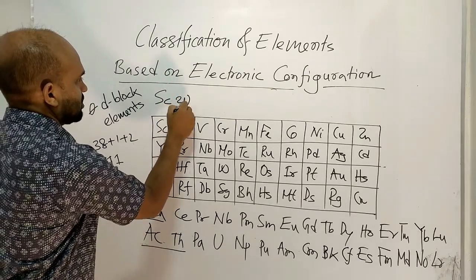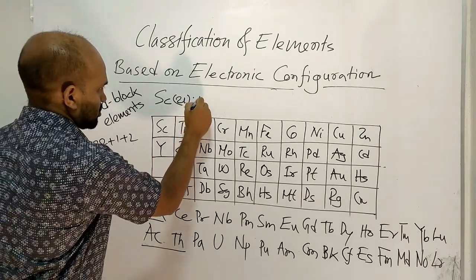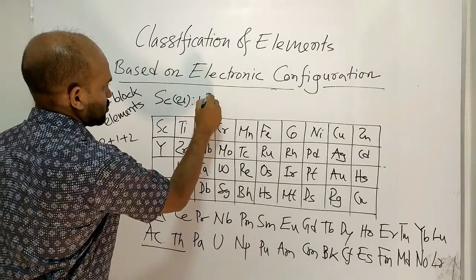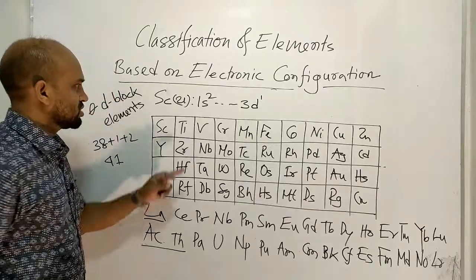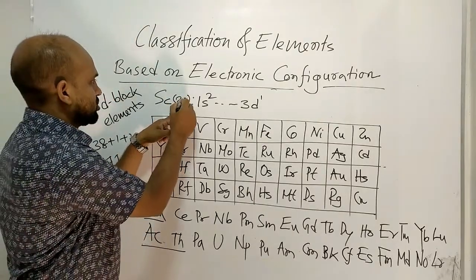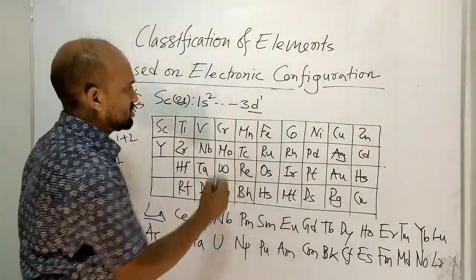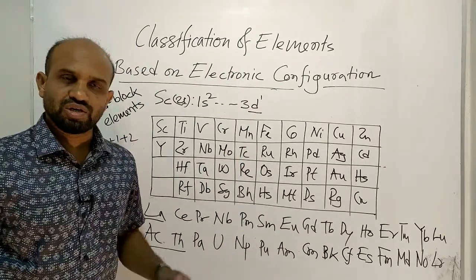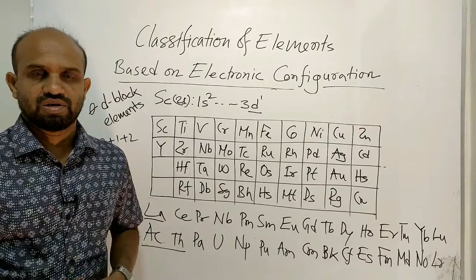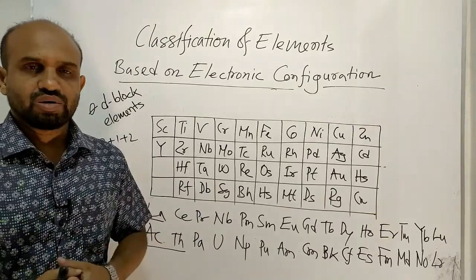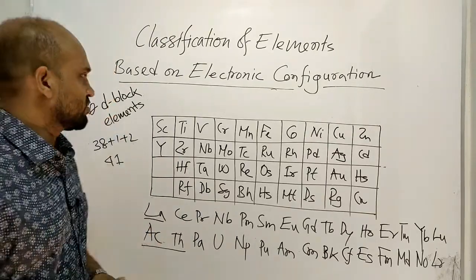Let's see an example first. Scandium 21. Electronic configuration is 1s2, and lastly we will see 3d1. That means the 21st electron enters the d orbital. That is why scandium is a kind of D block element. Let's see another example. Chromium is a kind of D block element.